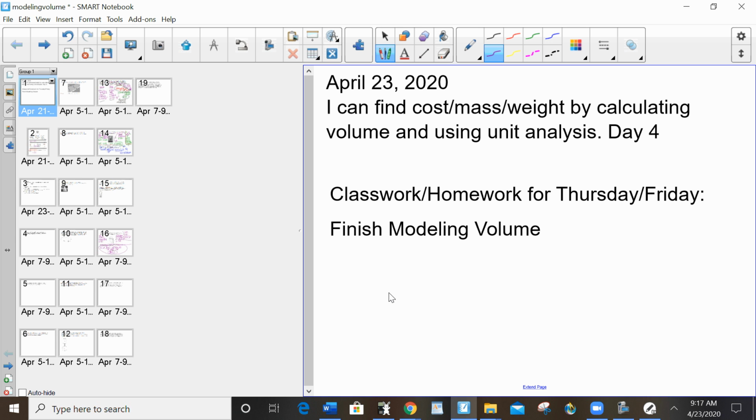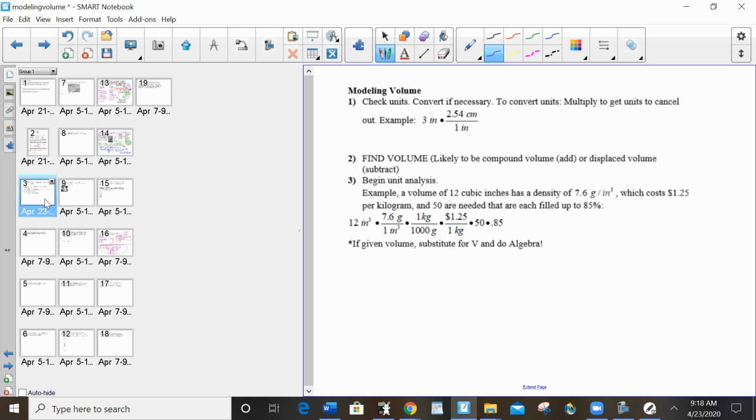But it is important, and if you ever do take the Regents, you're going to see a 4-point question on this, in addition to other volume stuff, which it incorporates. So again, your procedure for finding cost, mass, whatever, you're going to start by making sure your units are good, convert if necessary, to make sure that all the units are the same, and it's the unit that the question is asking for. Once all the units are good, you're going to find the volume. If it's compound volume, you're going to add them together, if it's a shape on top of a shape. If it's displaced volume, something hollow, you're going to subtract them. Once you have the volume, you begin unit analysis, and that's it.